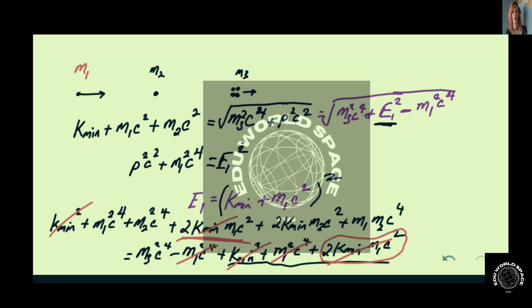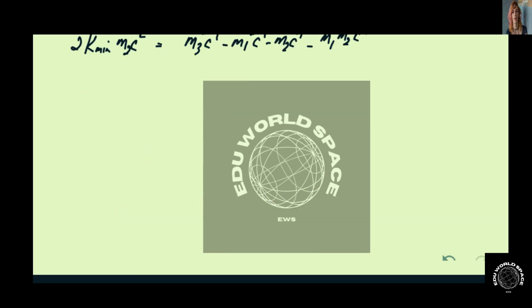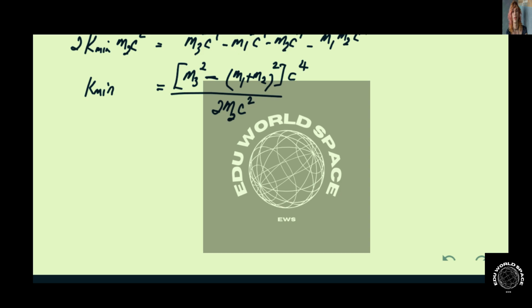And then for the rest of the terms, we're going to try to simplify. I'm going to keep this k minimum times m2 c square on the left hand side while bringing all the other terms to the right hand side. So this term all the way to the right hand side, and this is the expression that we will get. So from here, very simple, very easy to find our k minimum, what we want. We just have to rearrange the equation.